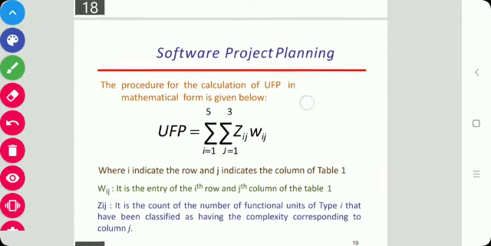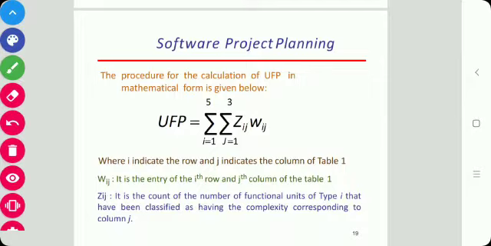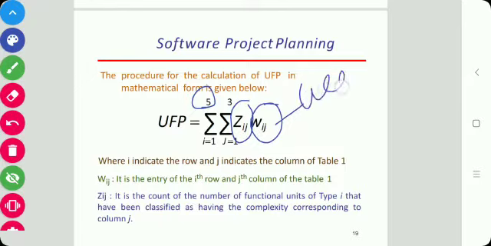See, this is the formula for calculating the UFP. The formula for UFP is summation of i equal to 1 to 5, summation of j equal to 1 to 3, Zij and Wij, where Zij is for the functional units. As we know, there are 5 functional units, and Wij is for the weighting factor. So Wij is for the weights and Zij is for the functional units.